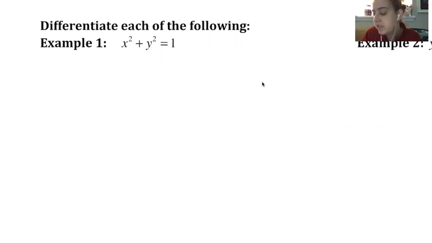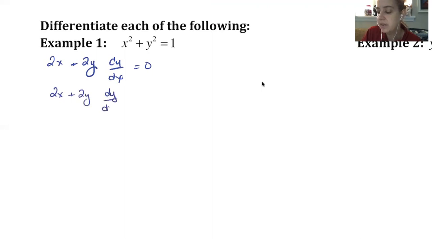So we are going to use all previous derivative rules. The derivative of x squared is 2x. The derivative of y squared is 2y. Here's the new part. When you take the derivative of the y term, you follow it up with dy dx. The derivative of 1 is 0. So 2x plus 2y dy dx is equal to 0. I'm not sure why I just wrote that twice, but I did.